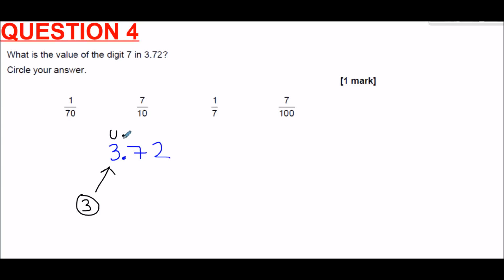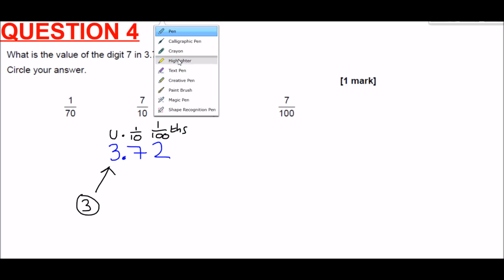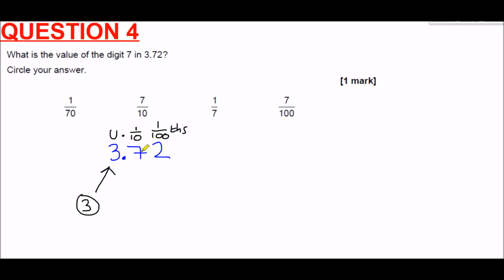After the decimal, we have tenths, and beyond tenths we have hundredths, I should say. So the 7, this one, is in the tenths column, and so the 7 will represent 7 tenths. So this is where we need to circle 7 tenths.